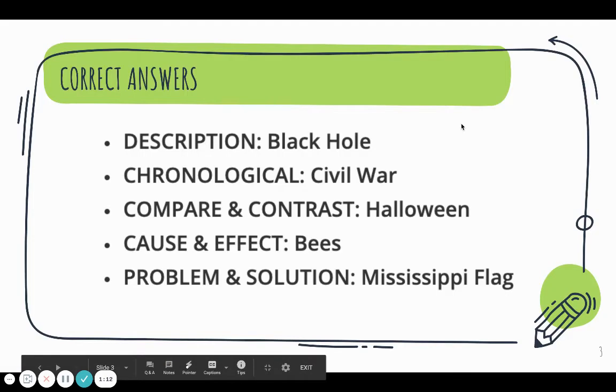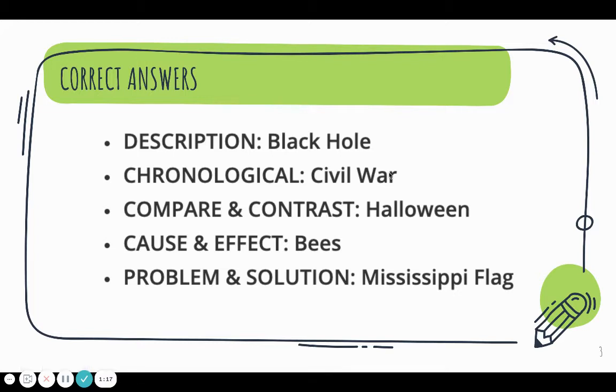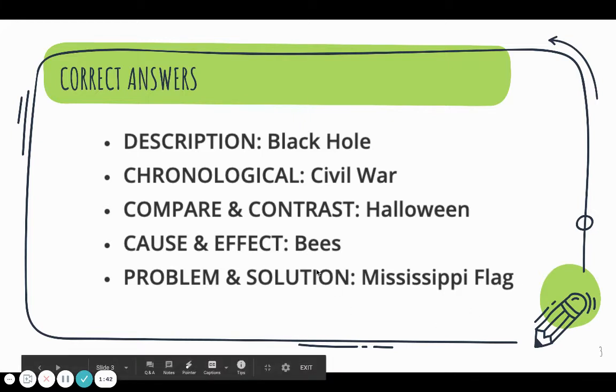All right, so for your reassessment, the first thing that you need is the correct answer for the article you chose. Remember, you wrote an essay telling me the organizational pattern of one of 5 articles. If you wrote your essay about the black hole article, you need to make sure that you are saying it is description. The Civil War article is chronological. The Halloween article is compare and contrast. The article about bees is cause and effect. And the article about the Mississippi flag is problem and solution.